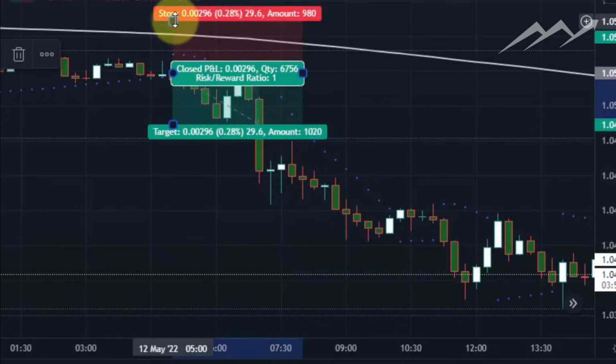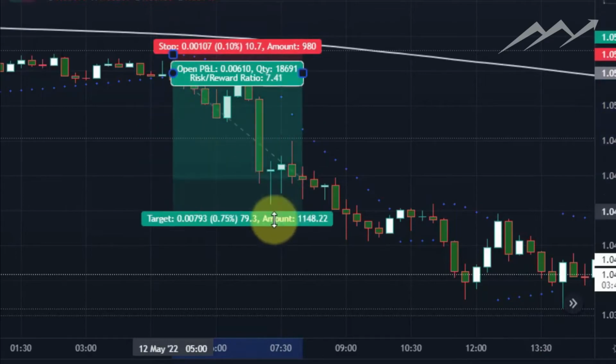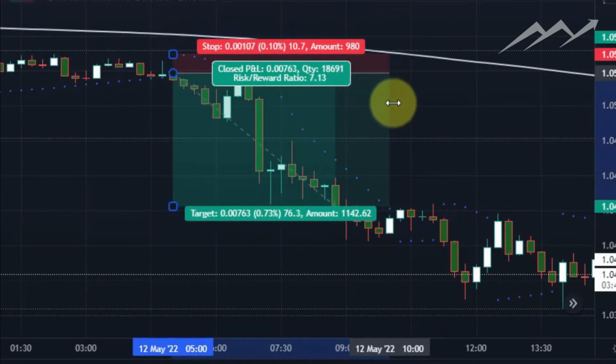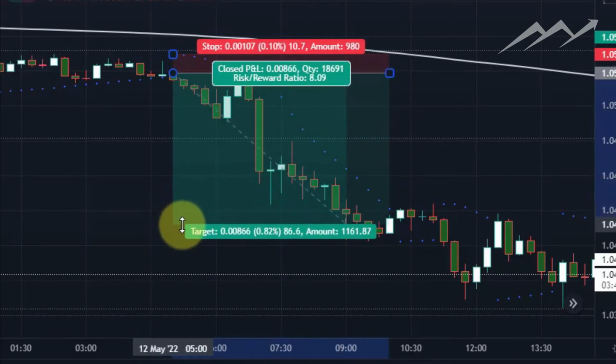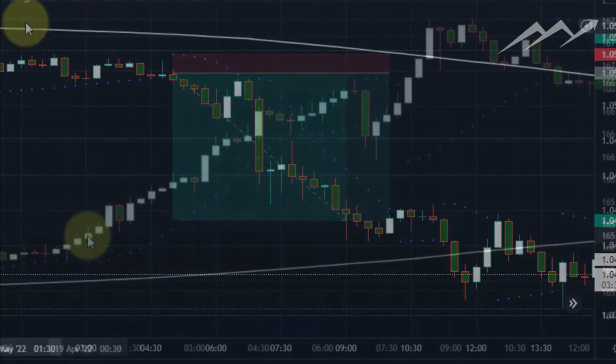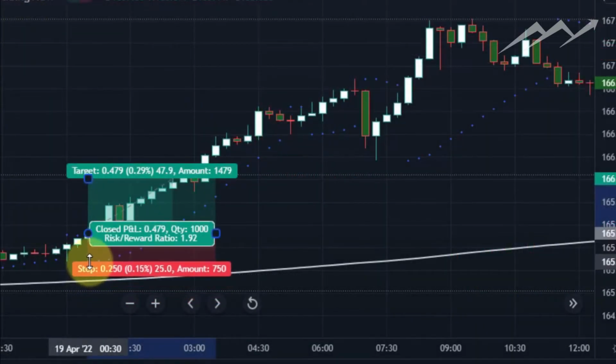Number 2. On most trading platforms, the Parabolic SAR will appear as a series of dots. If the dots are above the candles, the market is in a downtrend, and if the dots are below the candles, the market is in an uptrend.